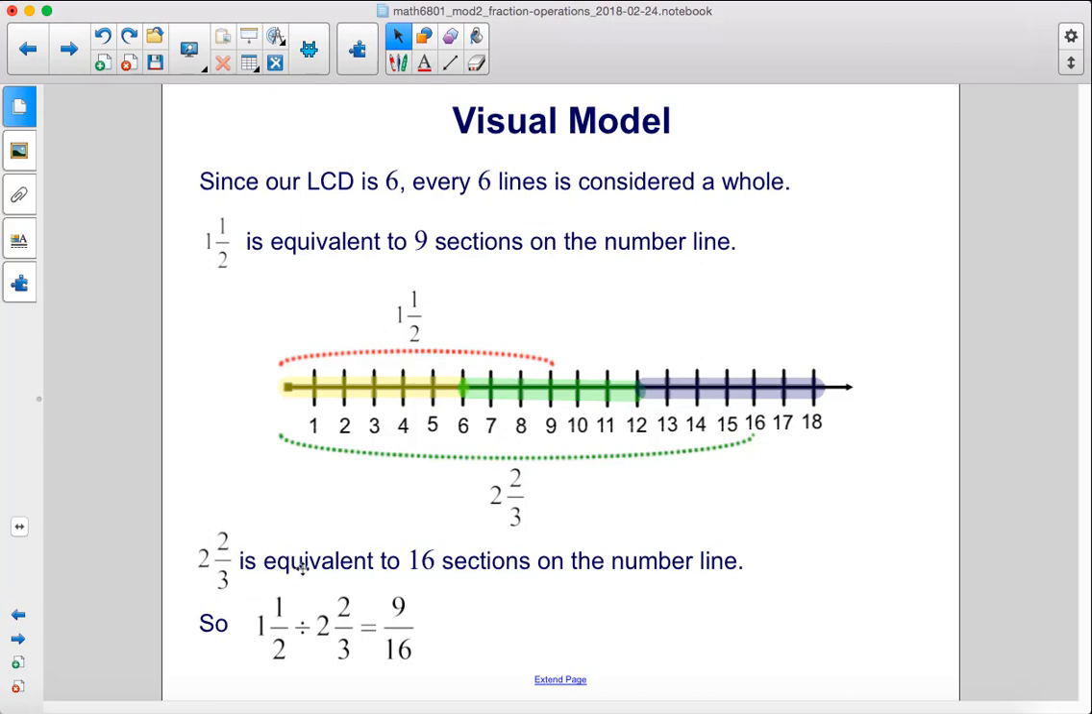2 2/3 is equivalent to 16 sections on the number line. So we have 6 out of 6, and then another 6 out of 6, and then 1, 2, 3, 4 out of 6 left here at the end. So 1½ divided by 2 2/3 equals 9 divided by 16, because it is 9 sections divided by 16 sections.